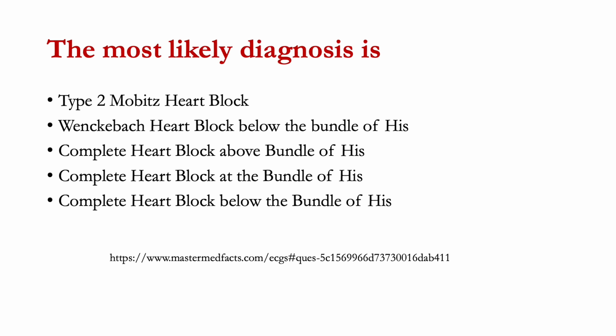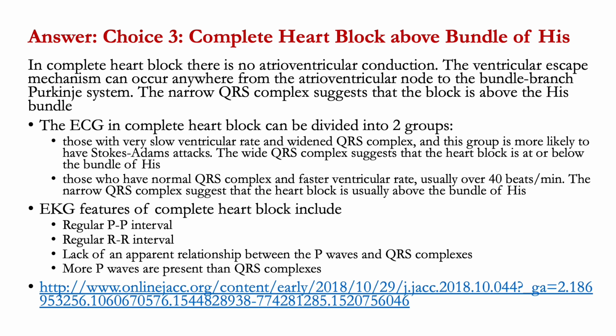And the correct answer is choice 3, complete heart block above the bundle of His. In complete heart block, there is no atrioventricular conduction. The ventricular escape mechanism can occur anywhere in the atrioventricular node to the bundle branch Purkinje system. The narrow QRS complex in this case suggests the block is above the bundle of His.